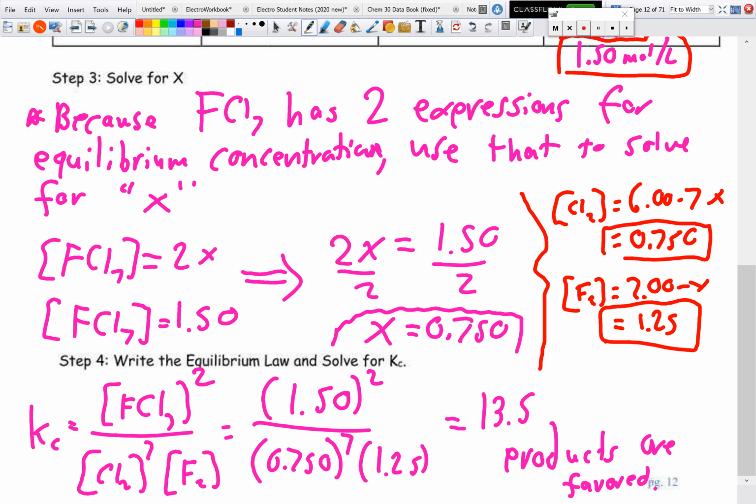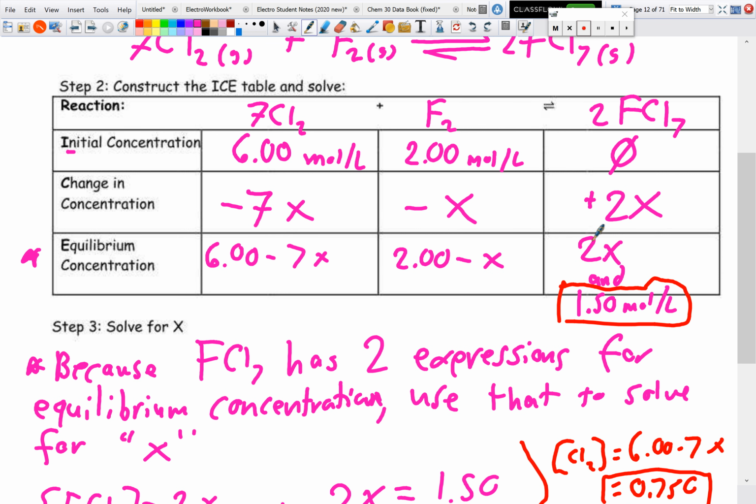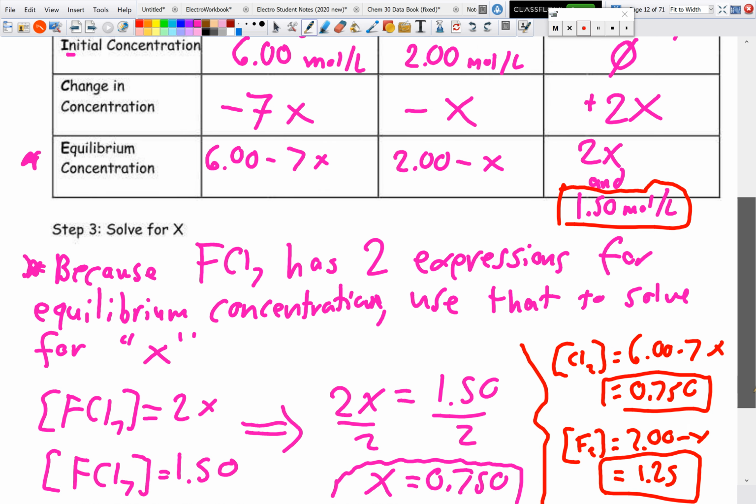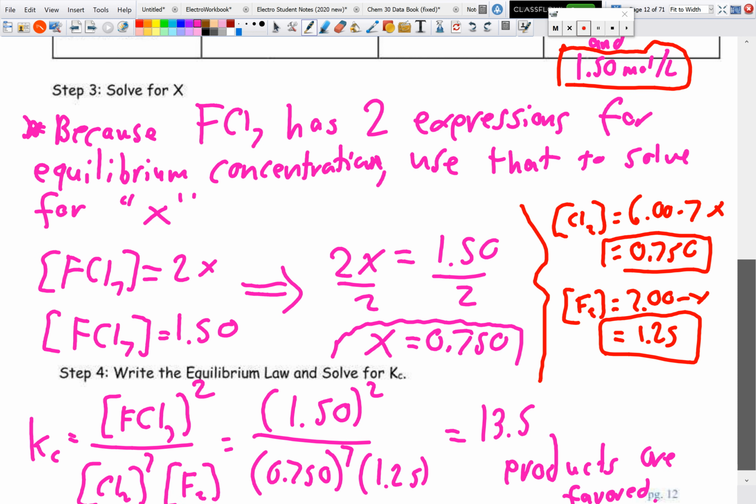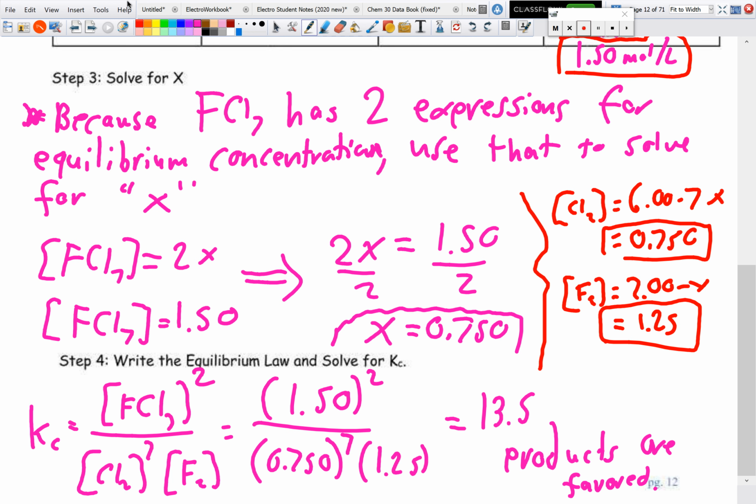So a lot of these are going to be very similar, where we're given enough information inside of the question, and it just comes down to when you do get to this point, when you fill out all your equilibrium stuff, you follow this rule every single time. Try to find that one compound that has two expressions for equilibrium concentration, so you can solve for x.